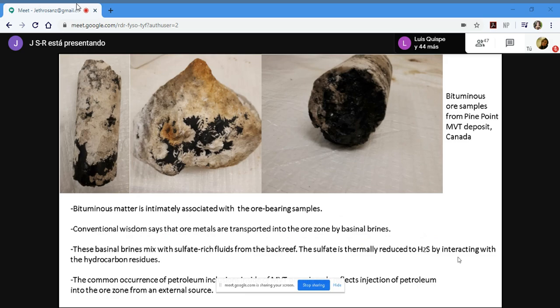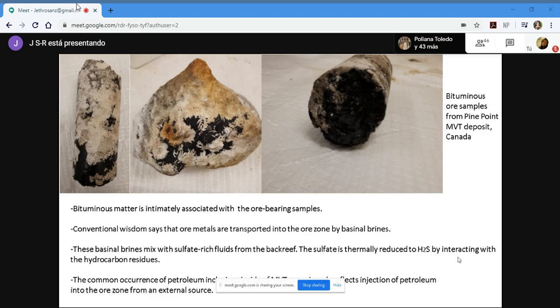So the conventional wisdom for these deposits says that ore metals are transported into the ore zone in basinal brines. These brines will mix with sulfate-rich fluids from the back reef, and the sulfate is thermally reduced to hydrogen sulfide through reaction with the hydrocarbons.